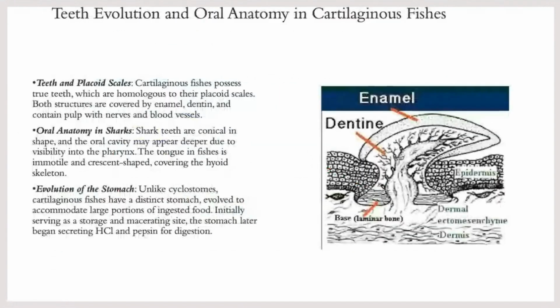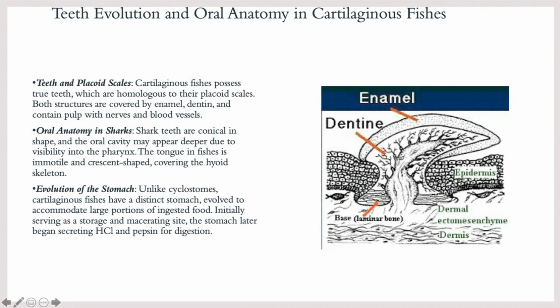Okay. So now the teeth evolution and the oral anatomy in cartilaginous fishes. Cartilaginous fishes like sharks have something called placoid scales, right here. The placoid scales are very interesting because they share a similar structure to our teeth, right? Our teeth have an outer enamel, which is that harder surface that protects the tooth. And then we have our dentin, which is that softer area on the inside that is innervated by the pulp, which is in the middle.